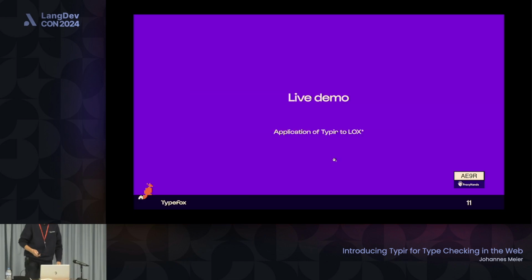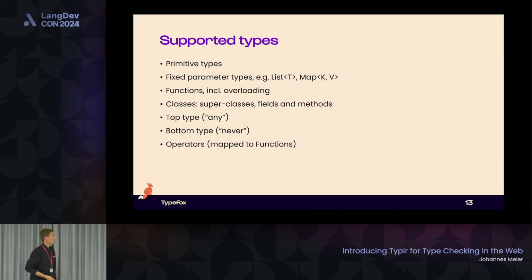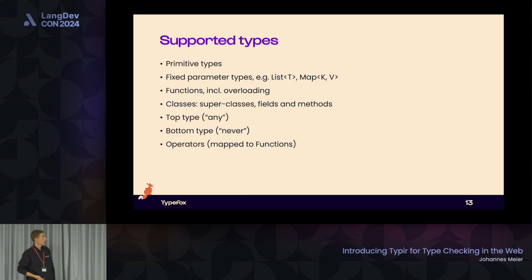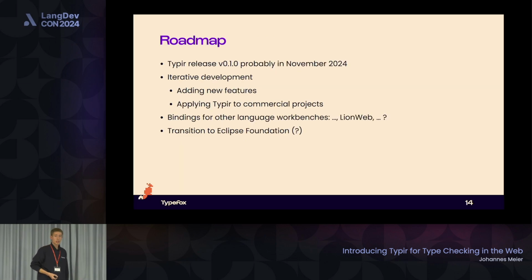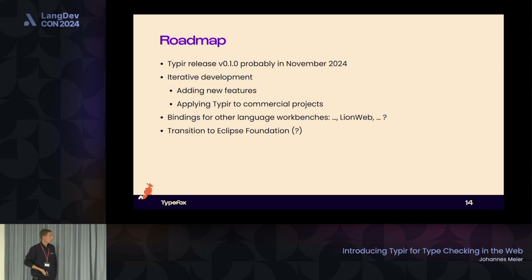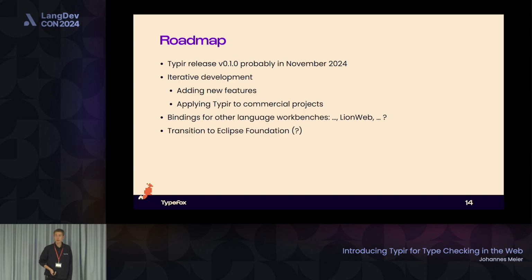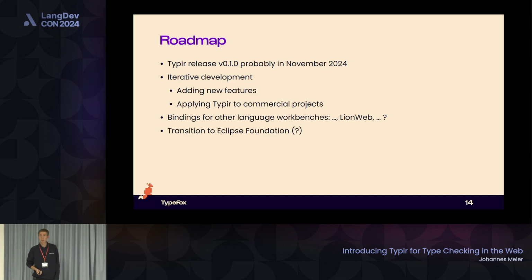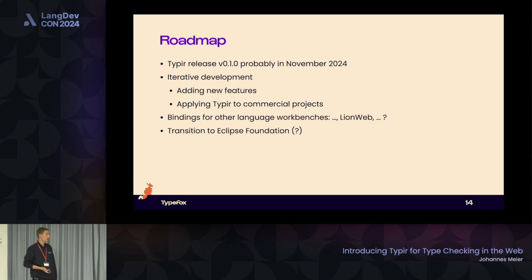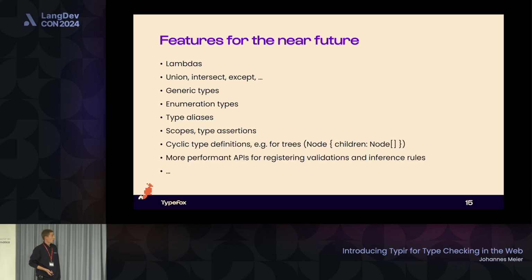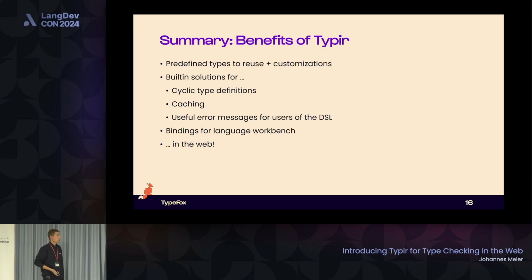And we already saw these core functionalities which are already implemented, and some default types. We are in an early state. We plan to release the first version in November and are adding more features. We are also interested to support more bindings. So if you have some idea or want to contribute, we are happy. And of course, there are lots of features which could be implemented as well.